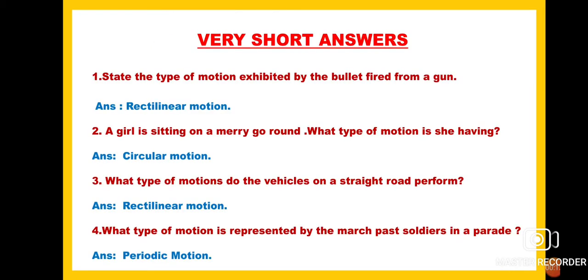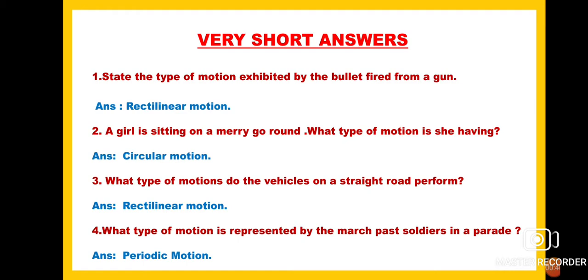So here you see question number 1. State the type of motion exhibited by the bullet fired from the gun. Okay, so when a bullet is fired from a gun, then what happens? The bullet goes straight, isn't it? And we all know that the motion which exhibits in a straight path is known as rectilinear motion. Okay, so since the bullet fired from the gun goes straight, the motion exhibited by the bullet is rectilinear motion.